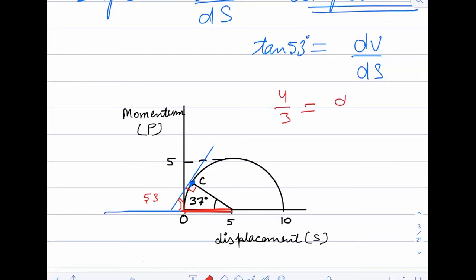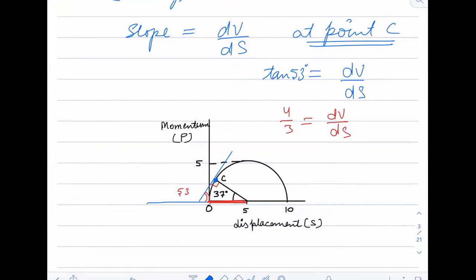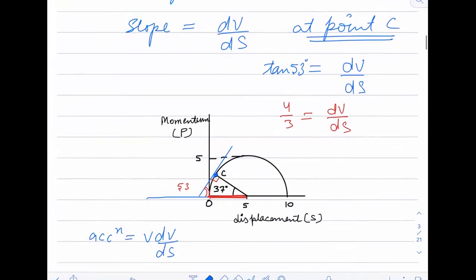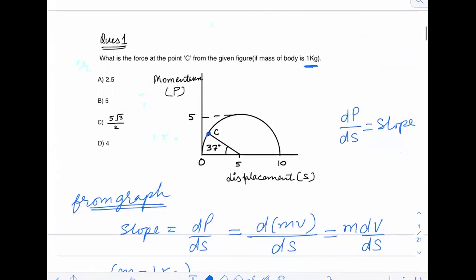dV by ds. Now, if this dV by ds is 4 by 3, what do I have to calculate now? Acceleration. So what acceleration value can you write here? Can we write V dV by ds? Now, dV by ds I have found out. Next, I have to calculate the velocity from here. For velocity, just see here.